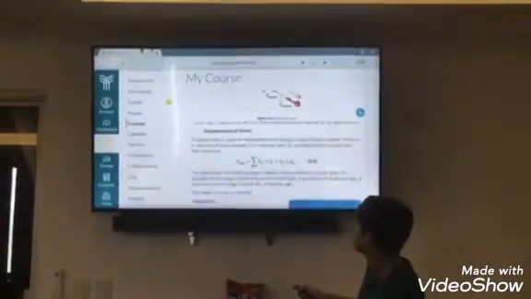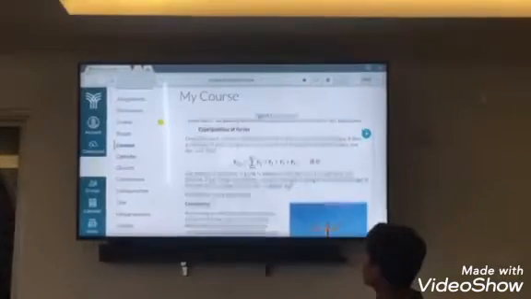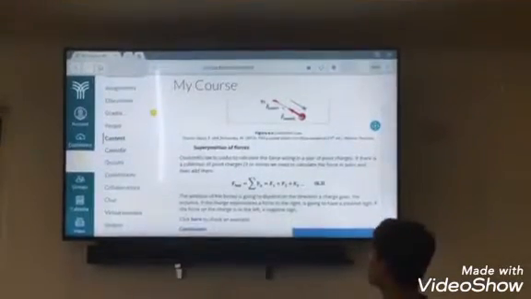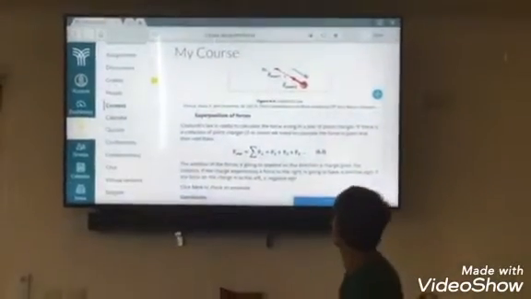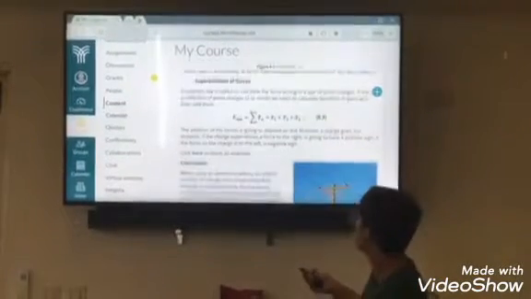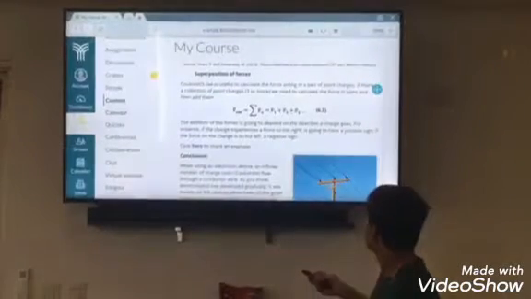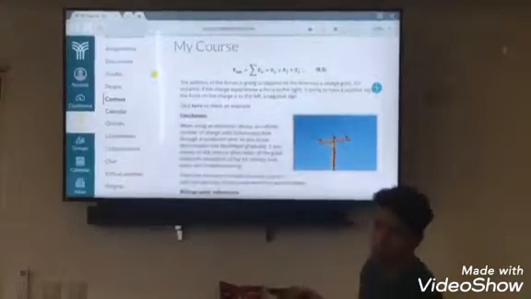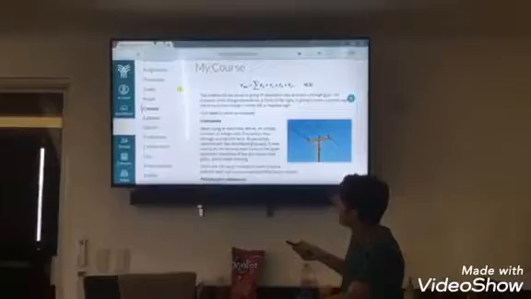And then the superposition of forces. Here is when we add all forces to calculate the resulting force. This is going to depend on the direction of the charges, and it can be positive or negative.